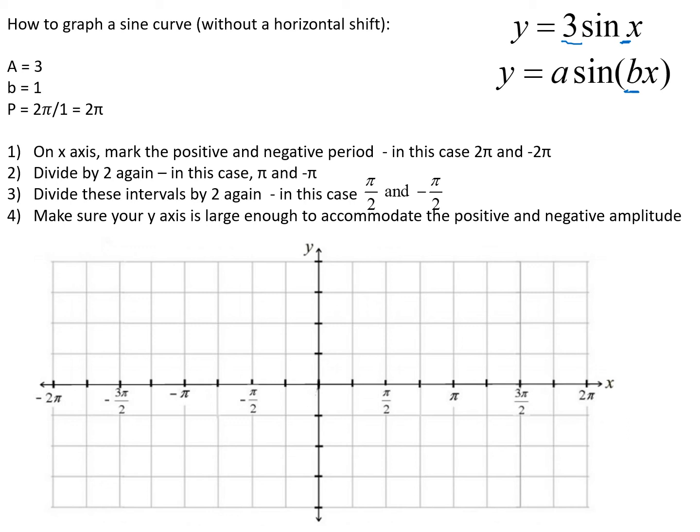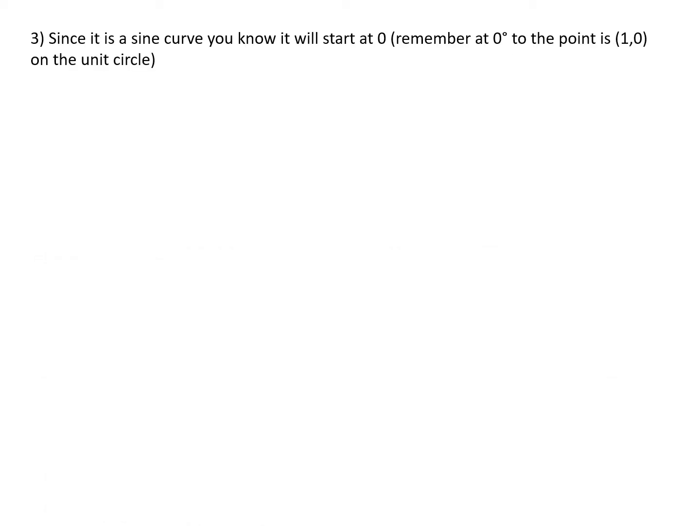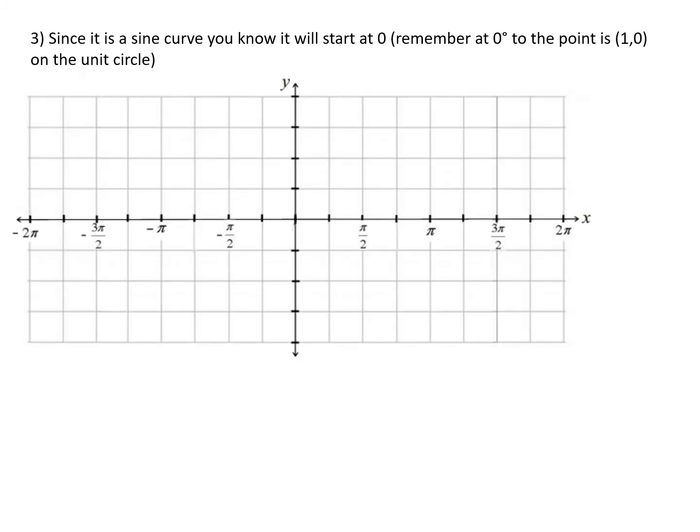So now that I've set up my graph, I have both positive and negative values. So I'm going to actually graph 2 cycles of this. Since it's a sine curve, we know it's going to start at 0. So I'm going to put a dot at 0.